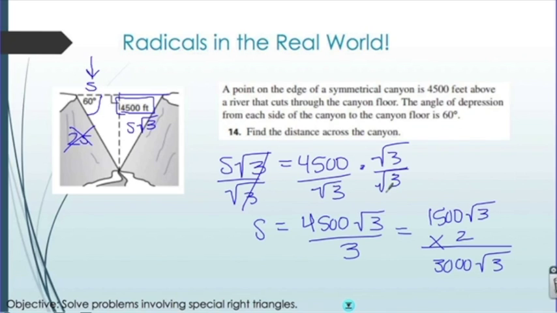So we have to actually plug it into our calculator to get the estimation of how many feet it is across, and that is 5,196.2 if we were going to round to the nearest tenth. Always round to whatever the directions tell you to.